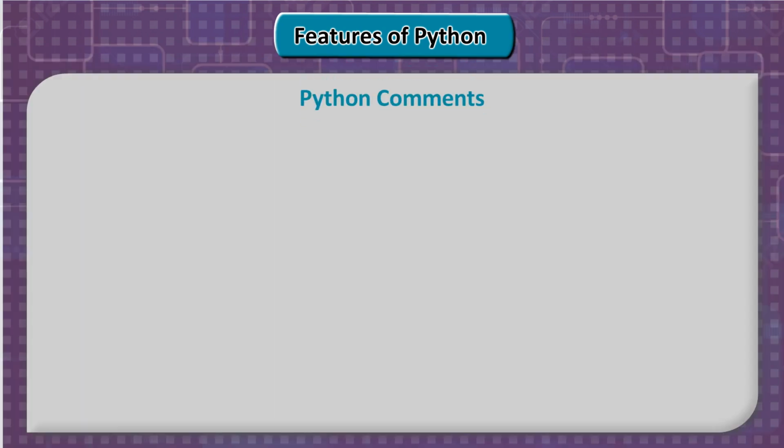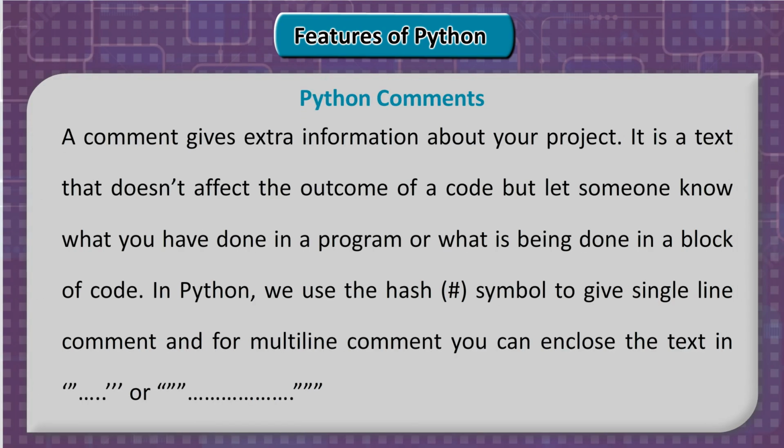Python comments. A comment gives extra information about your project. It is a text that doesn't affect the outcome of a code but lets someone know what you have done in a program or what is being done in a block of code. In Python, we use the hash symbol to give a single-line comment, and for a multi-line comment you can enclose the text in triple quotes.